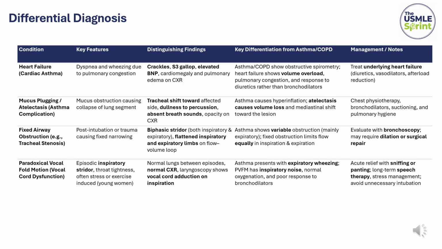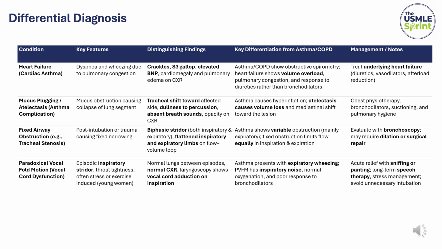Now, let's address a few important mimics. Heart failure can look like COPD with dyspnea and wheezing, but patients have crackles, an S3 sound, and elevated BNP levels. Mucus plugging in asthma can cause atelectasis, leading to collapse of part of the lung, tracheal shift toward the affected side, dullness to percussion, and opacity on chest X-ray. Fixed airway obstruction, such as tracheal stenosis from prolonged intubation, causes both inspiratory and expiratory flow limitation and biphasic stridor.